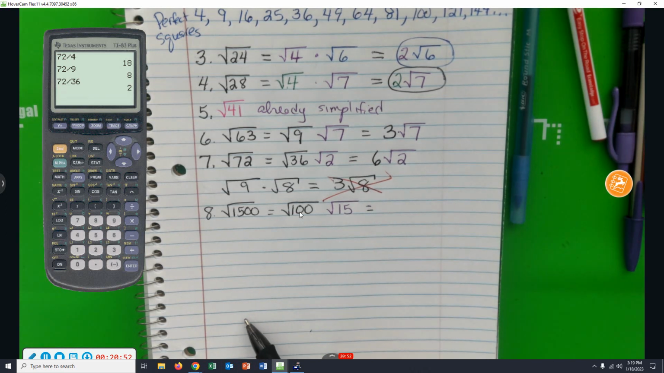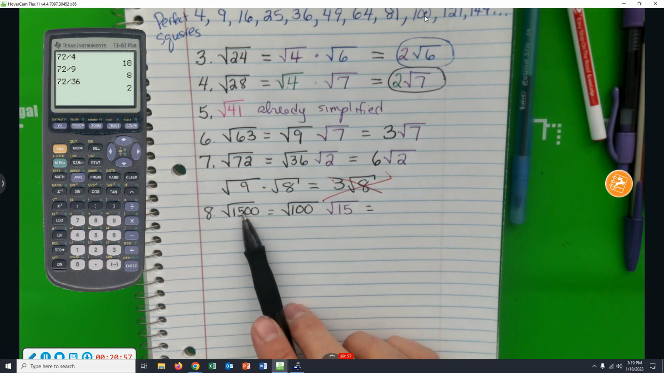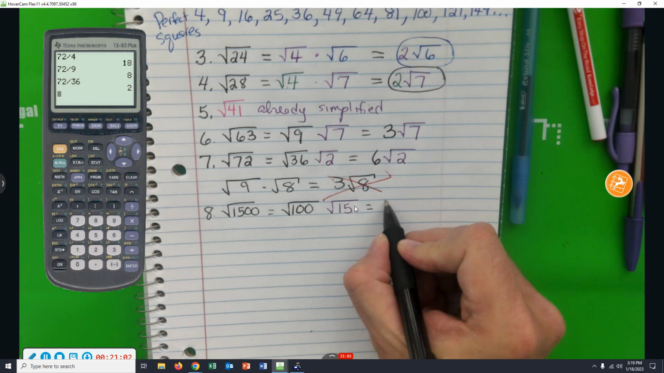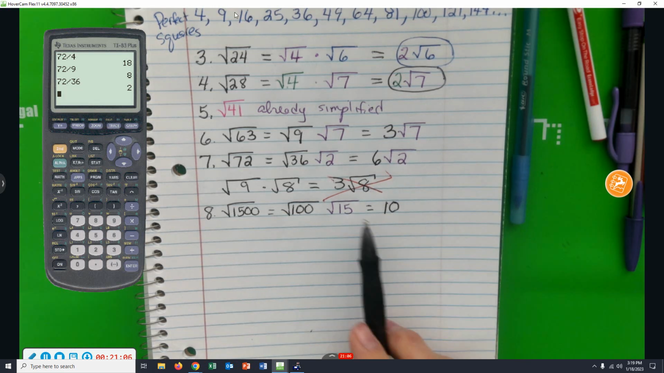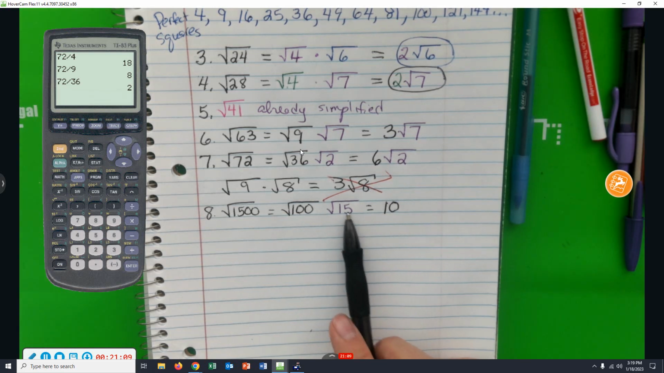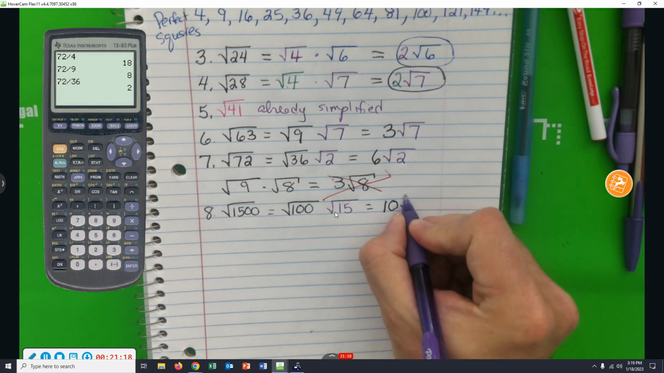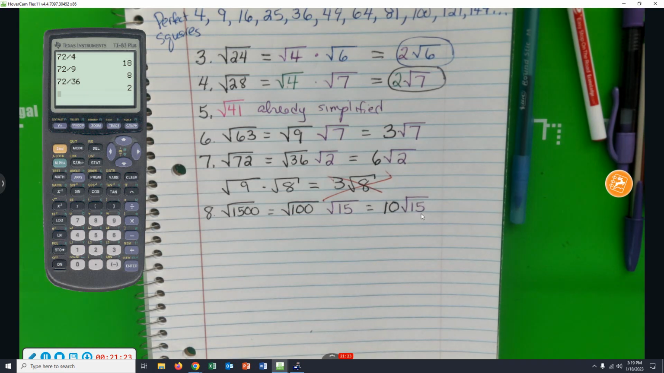The largest perfect square that divides evenly into 1,500 is 100. 100 times 15. And if you're not sure, is there a number up here that will divide evenly into 15? It'd have to be smaller than 15. Does 9 go evenly into 15? Does 4? No, so this has to be it. So we have the square root of 100 becomes a 10. What are we going to do with that square root of 15? Just leave it as it is. Any questions there?